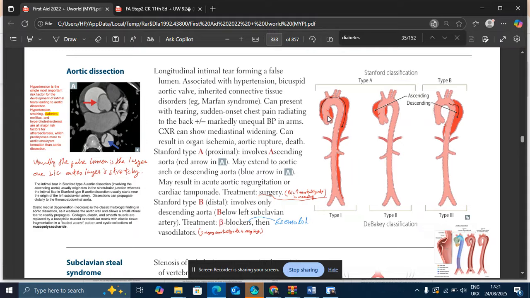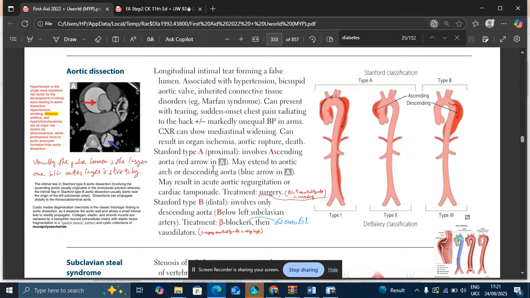Then there is another classification, the DeBakey classification, which divides aortic dissection into three types: type 1, 2, and 3. Type 1 is when there is involvement of both the ascending and descending aorta. Type 2 is when there is only involvement of the ascending aorta. And type 3 is when there is only involvement of the descending aorta and no ascending aorta. So for type A, the ascending aorta is always involved. For type B, the ascending aorta is not involved.